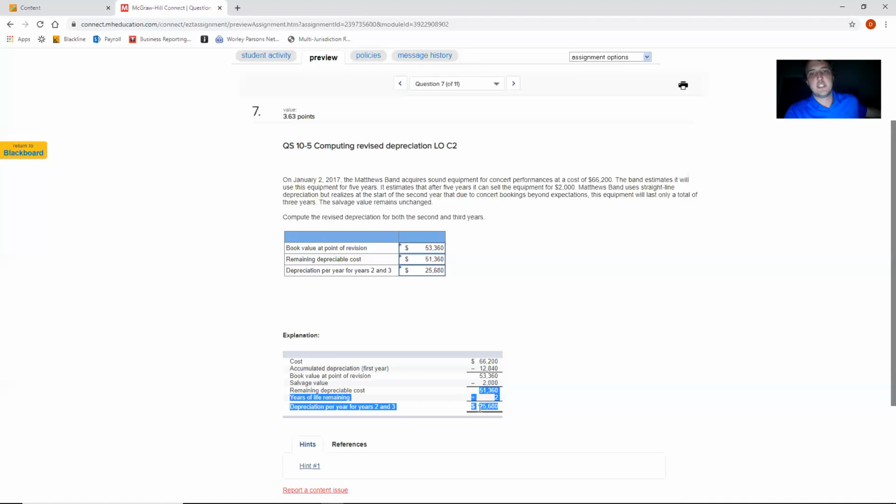So the depreciation at that point is going to be this value divided by 2. So again, we're saying everything up until this point is okay. We're not going to go back and restate prior year. But from this point on, with the new assumptions, we have to update our calculation.